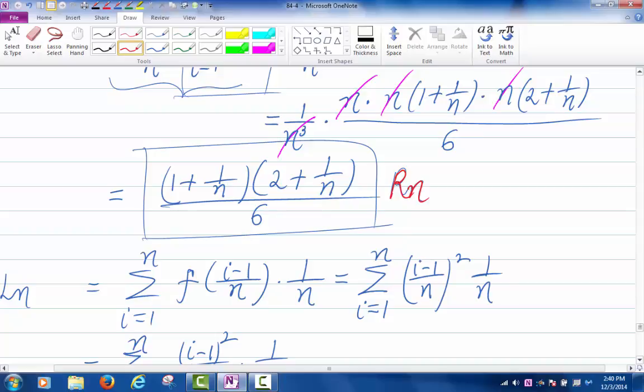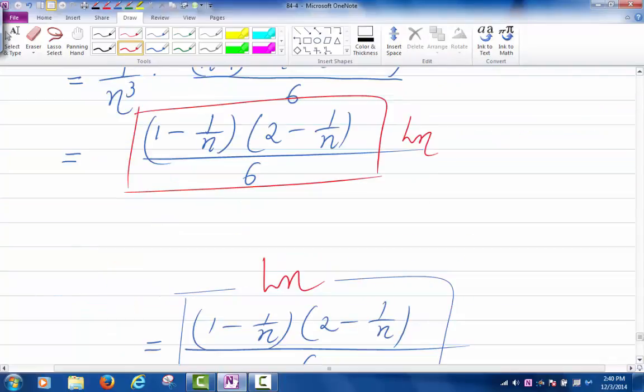So what's the limit of this expression as n goes to infinity? Imagine 1 over x instead of n, if you feel better psychologically with x, because you're used to using x. So what is the limit of this expression as n goes to infinity? 1/3, because the first factor will go to 1, the second factor will approach 2, and I have a 6. 1 times 2 over 6 reduces to 1/3. So Rn, in fact, approaches 1/3. What about ln?